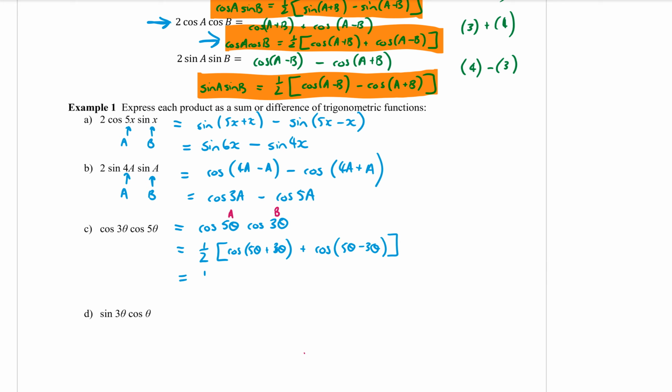Okay, that makes half cos of 5 theta plus 3 theta, which is 8 theta, plus cos of 5 theta minus 3 theta, which is 2 theta. Done.